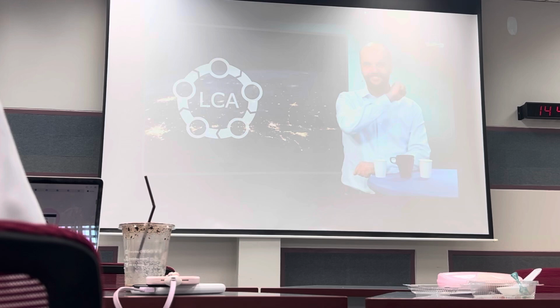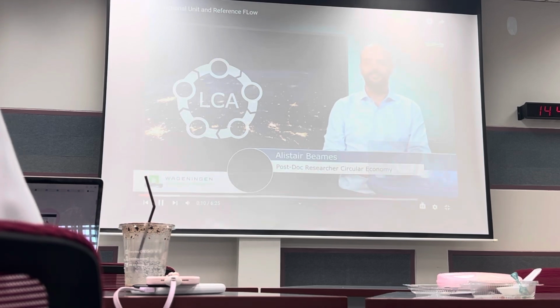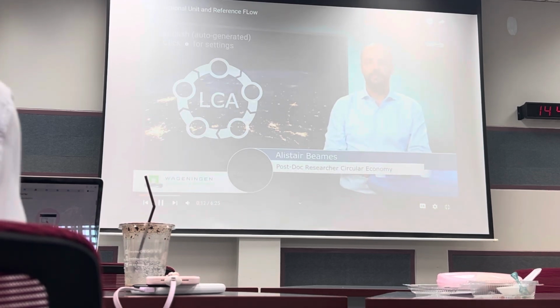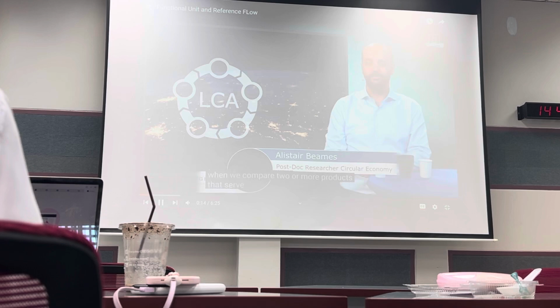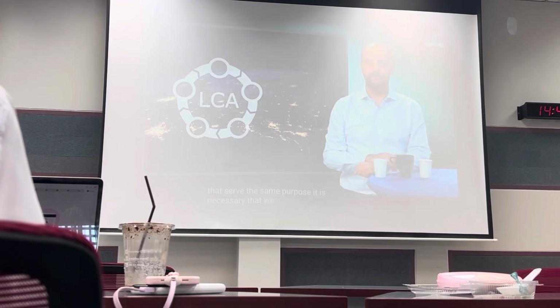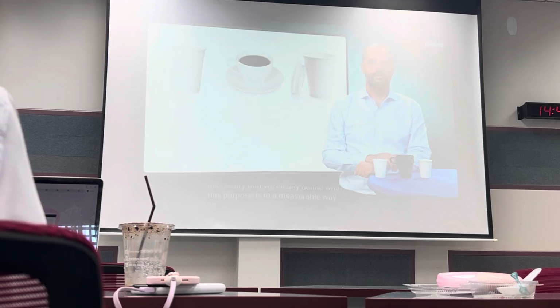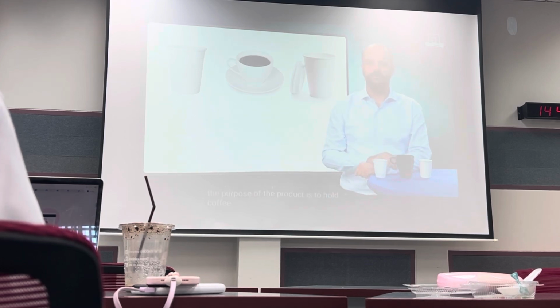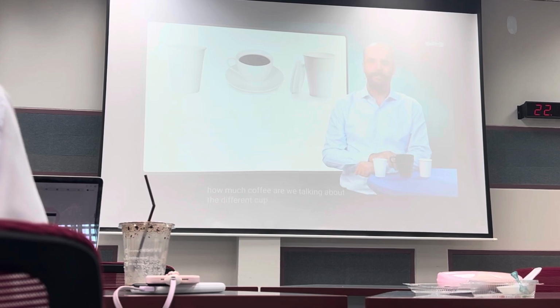Hi again. Today we're talking about the functional unit and reference flow. When we compare 2 or more products that serve the same purpose, it is necessary that we clearly define what this purpose is in a measurable way. So for example, when we are comparing the disposable cup alternatives to the ceramic cup, the purpose of the product is to hold coffee. How do we quantify this? How much coffee are we talking about? The different cup alternatives may have different volumes, which is something to consider.